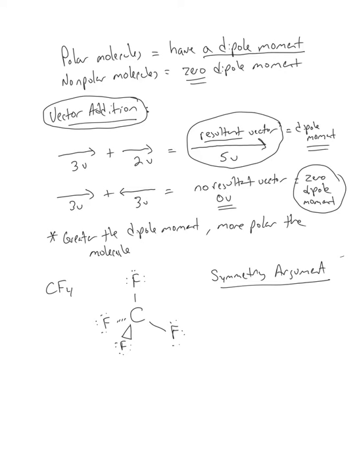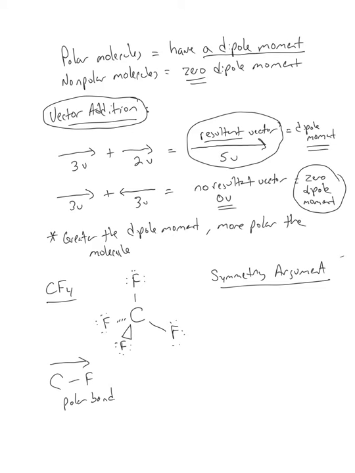The bigger the dipole moment, the larger the resultant vector, the more polar the molecule is. Okay? So, let's look at how this symmetry argument lines up. Here is carbon tetrafluoride. Each carbon-F bond is a polar bond. It is between two different elements, and fluorine is much more electronegative than carbon. So this is a very polar bond, which has a dipole pointing to the F.